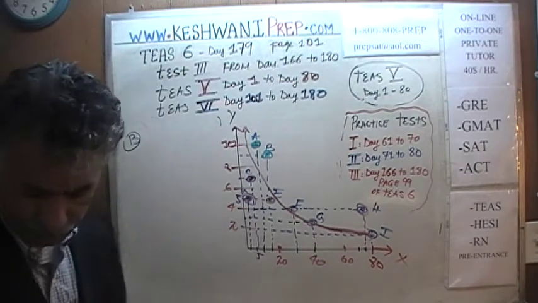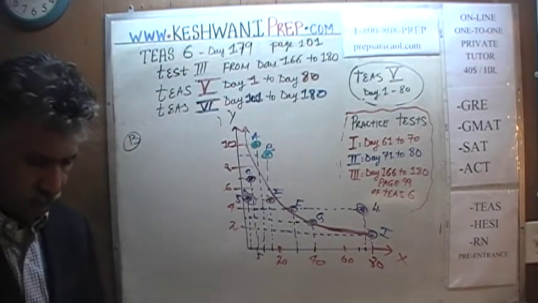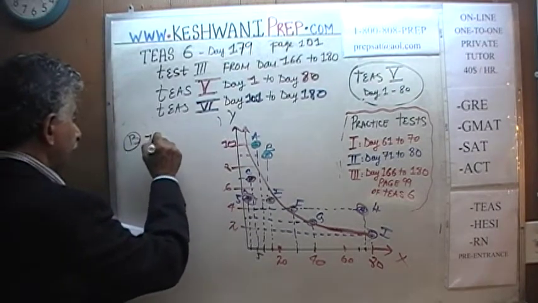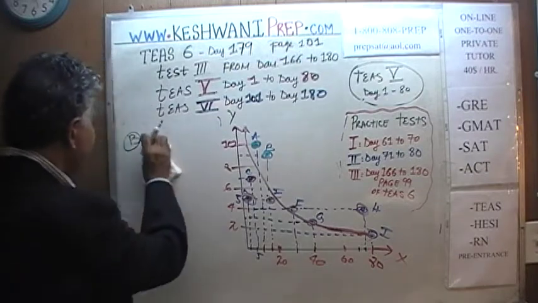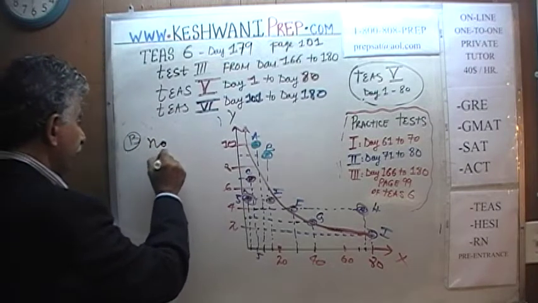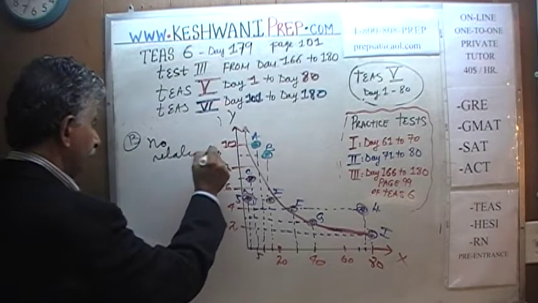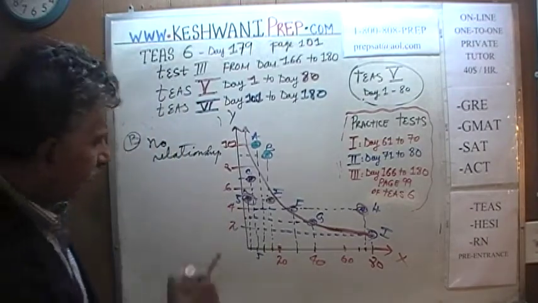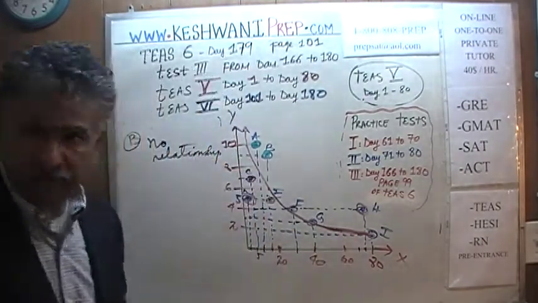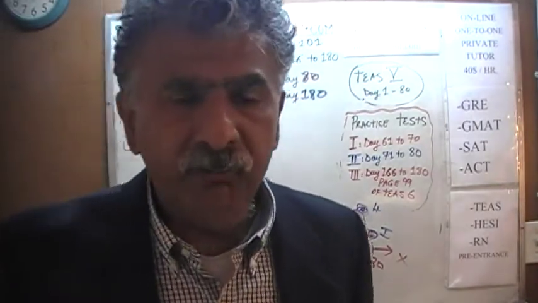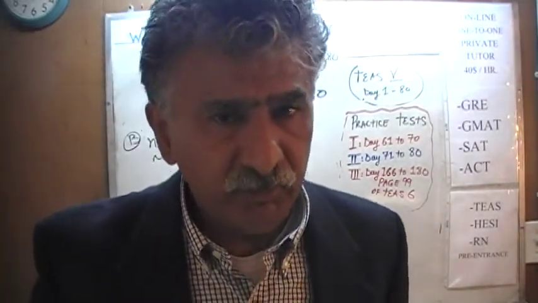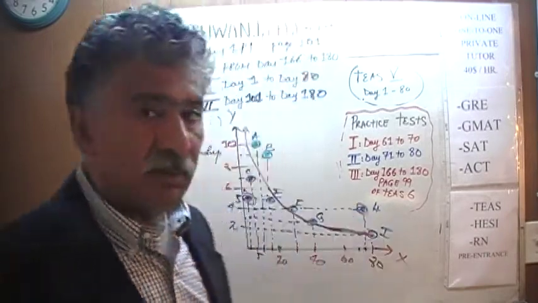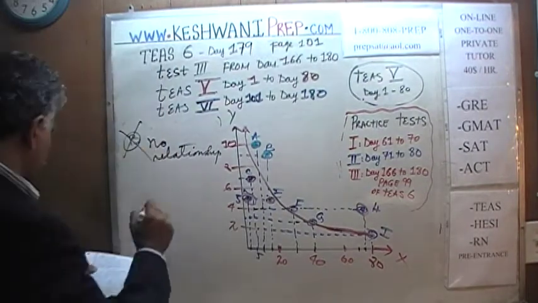Answer choice B says there is no relationship between x and y. I'm not going to write the whole thing. Answer choice B claims that there is no relationship. There bloody well is. We can see it right there. Of course they are related. There's a clear, distinct pattern here. They're not scattered all over the graph with no rhythm or rhyme to them. There bloody well is a pattern. They are related. Answer choice B is wrong.